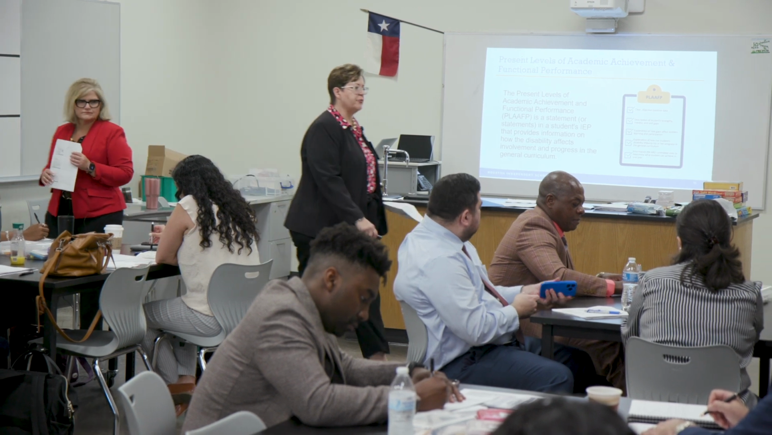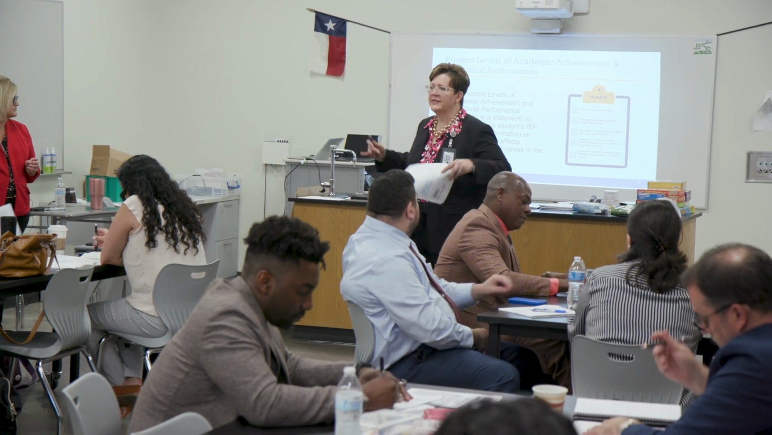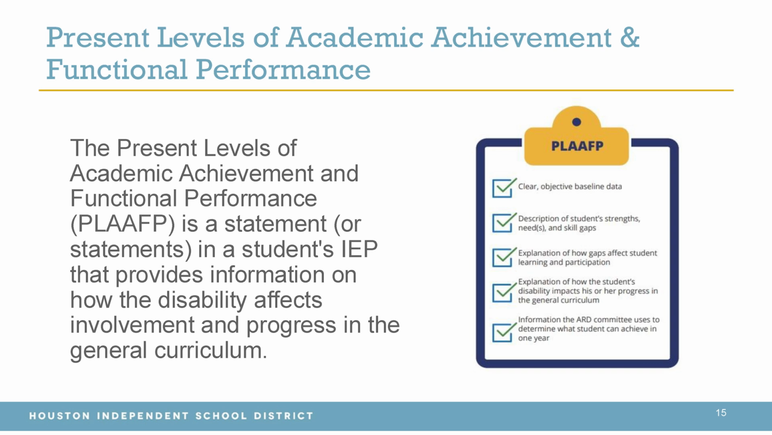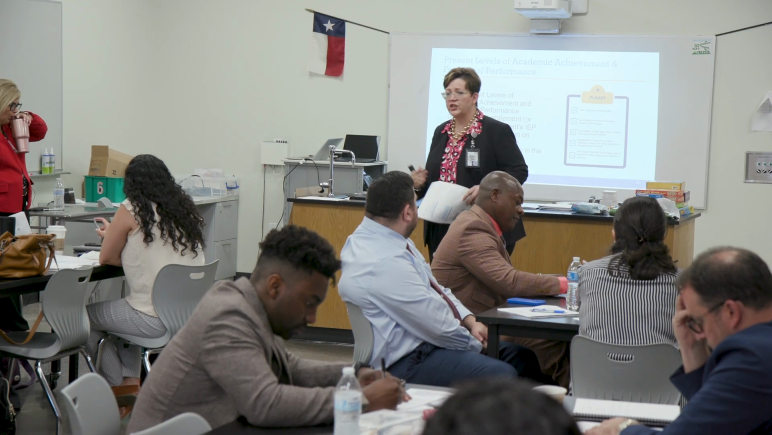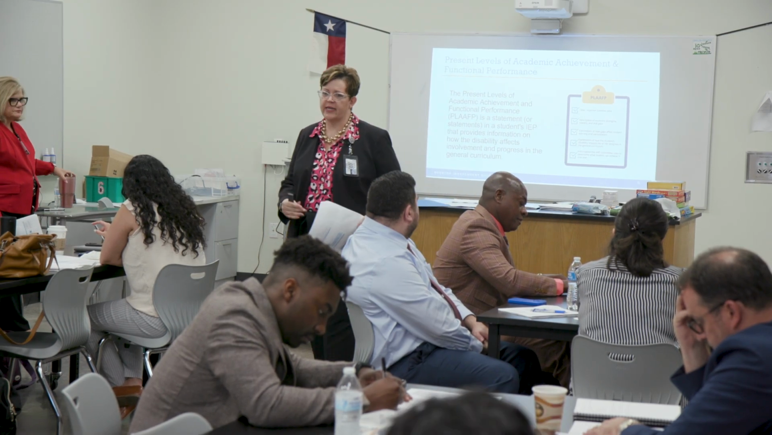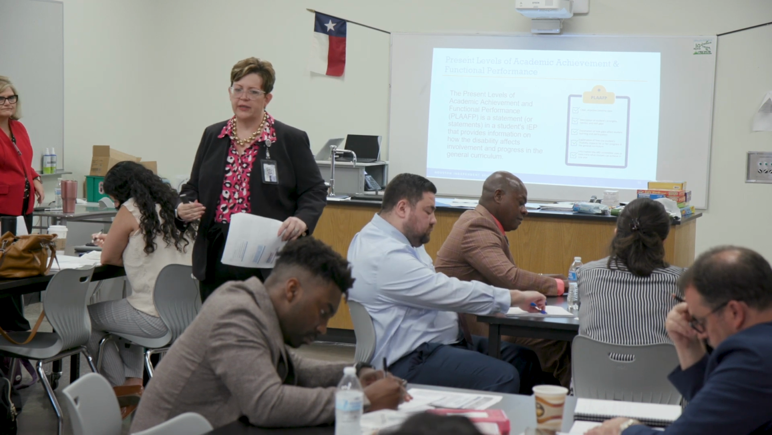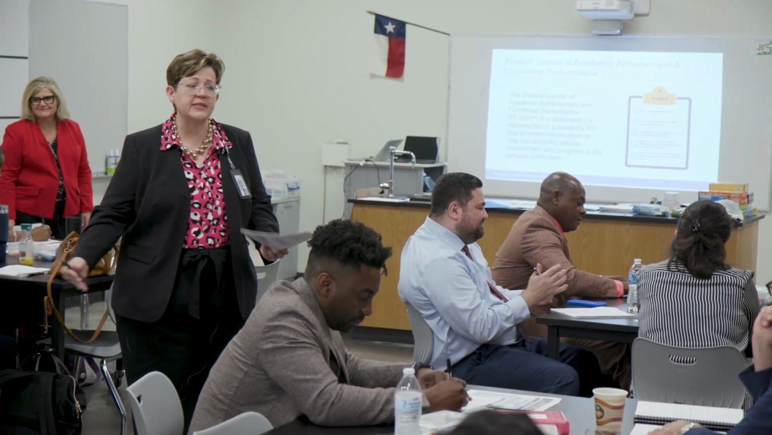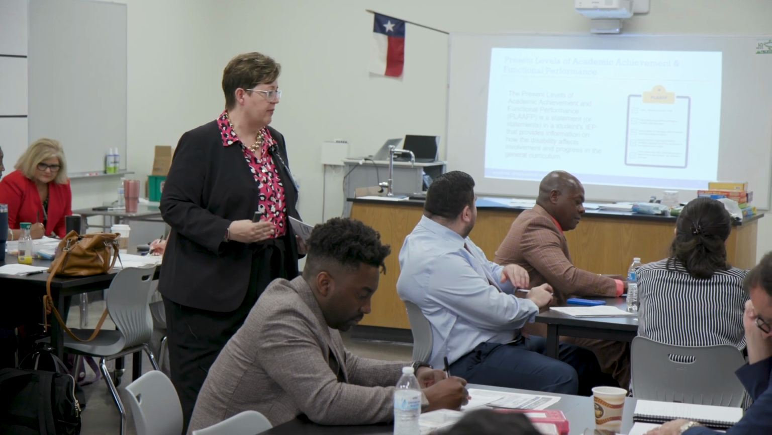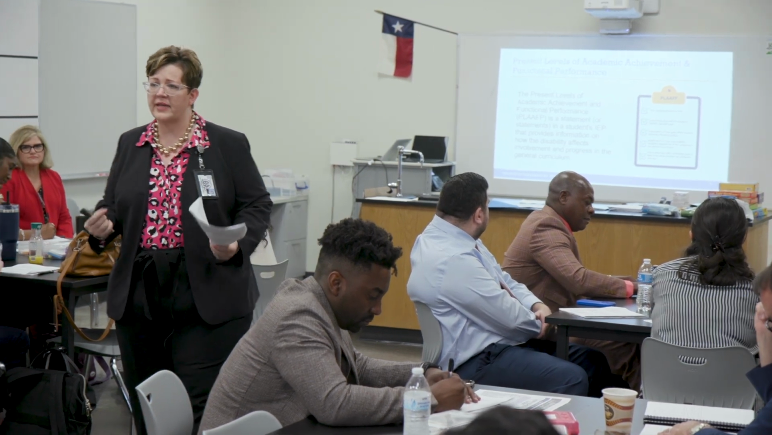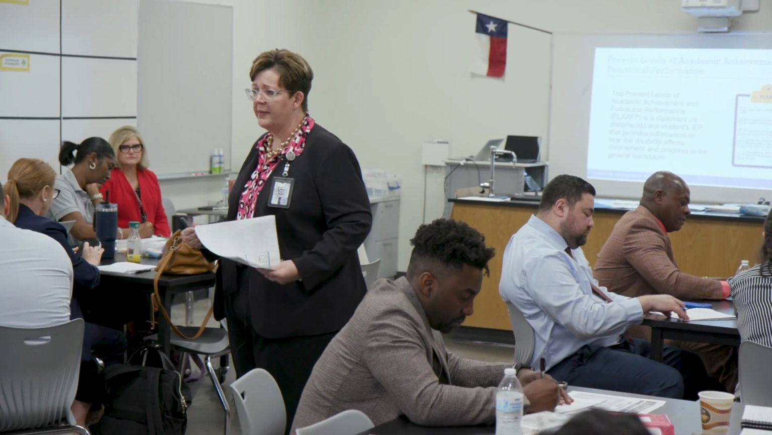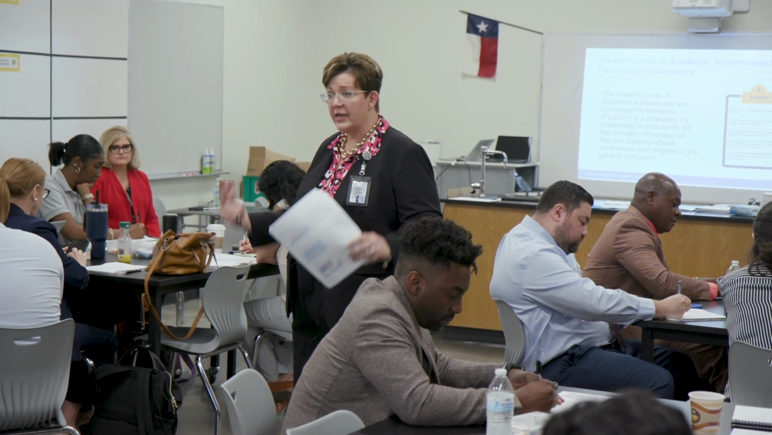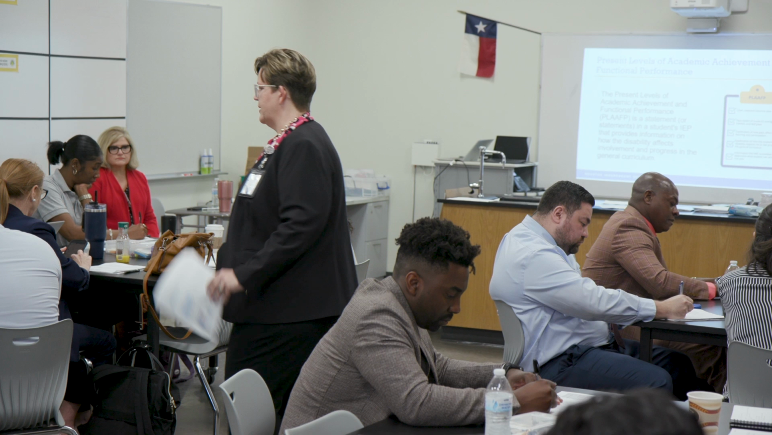All right, looking at the present levels, one of the things that we need to make sure is this is updated at least annually. So what I shouldn't see is a 7th grader that says Johnny is a 3rd grade student, right? And the reason sometimes that happens is because it carries over from Easy IEP, right? But it is the job of the case manager or department chair to update that information. Again, going back to present levels of academic.